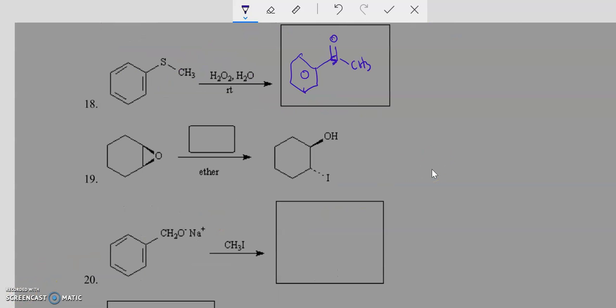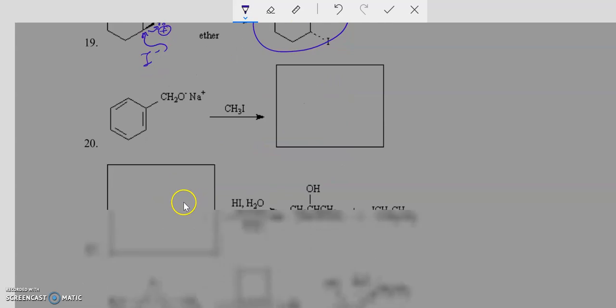Alright, question 19. This question is nothing but just epoxide opening. So you're going to react with an acid, hydrogen iodide. So this is going to be protonated here. Once you protonate this oxygen, it's going to have a positive charge, and then this iodine is going to attack from the back, and it's going to open it up, right? This is what you're getting. So this is going to be just hydrogen iodide.